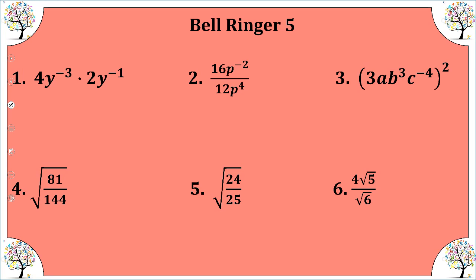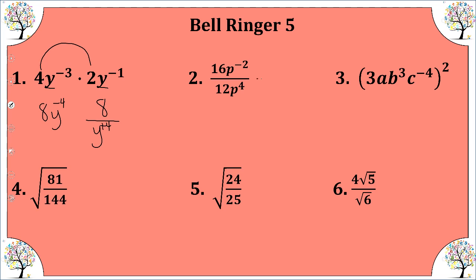Okay, here we have powers again. So number one, we're going to apply the product rule. We're going to multiply 4 times 2 to get 8. We are going to add our exponents, and we have y to the negative 4. We can't have a negative exponent, so 8 will remain where it is, and we're going to reciprocate y to the negative 4 to make it a positive 4.